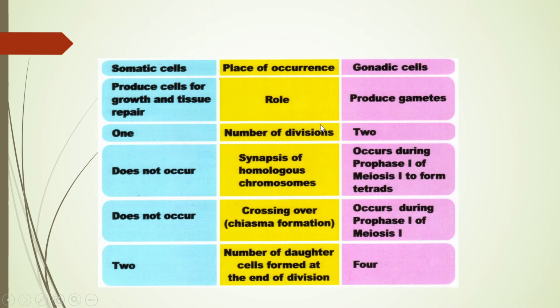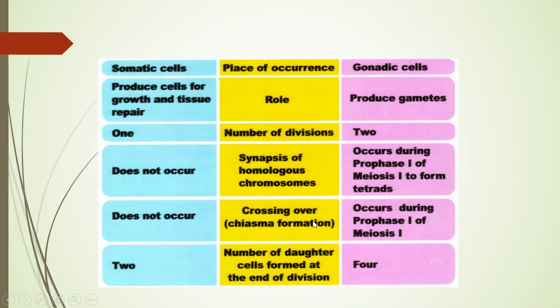The number of divisions is only one stage for mitosis, but in meiosis there are two stages, two divisions. Synapsis of homologous chromosomes is insignificant in mitosis, but in meiosis it happens in prophase 1. Very important phase, and it forms tetrads.